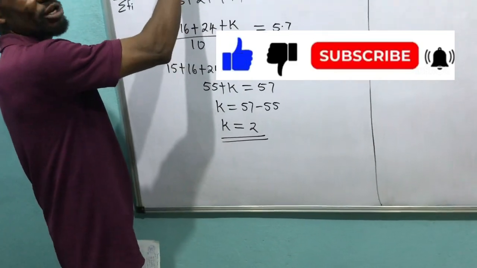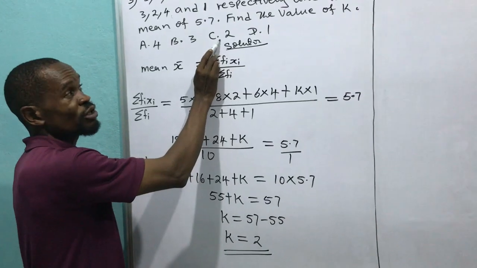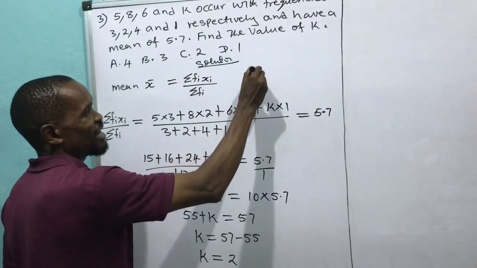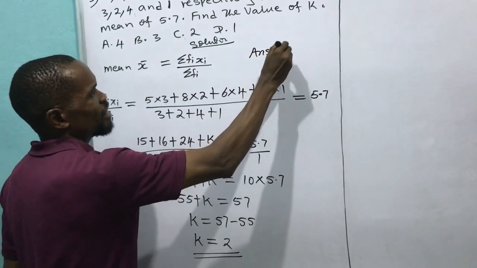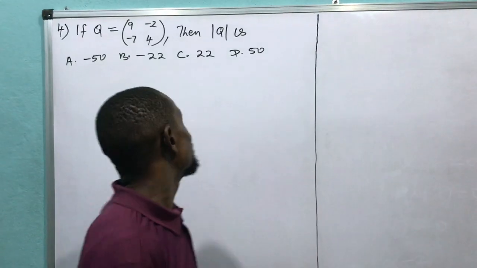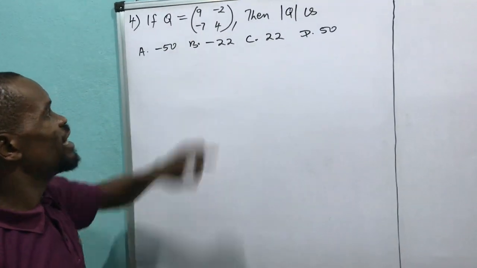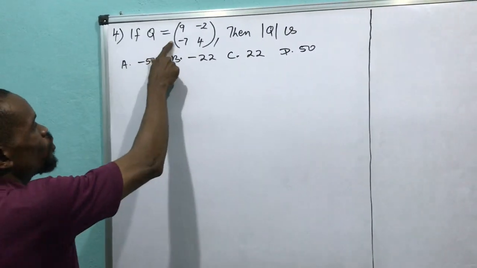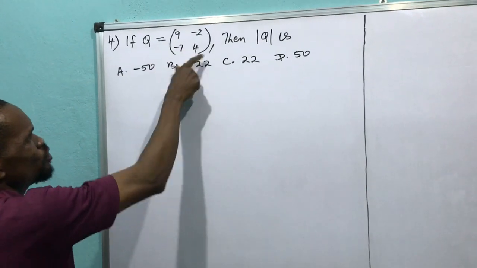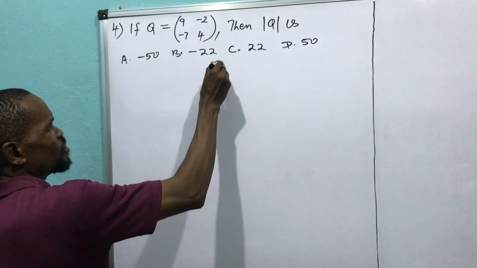Well, look at the options here. Come up here, look at our option C. That means option C is our answer. We can say our answer is C. Let's go to question number 4. Yes, there is a question number 4. If Q is equal to this, Q equals a matrix of 2 by 2, then find this. Solution.